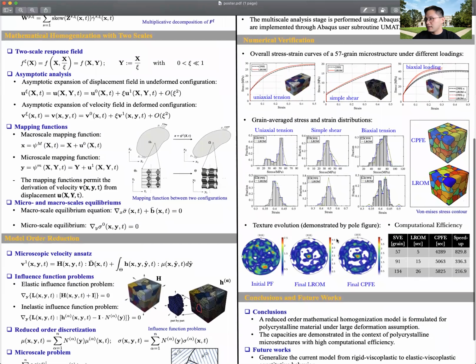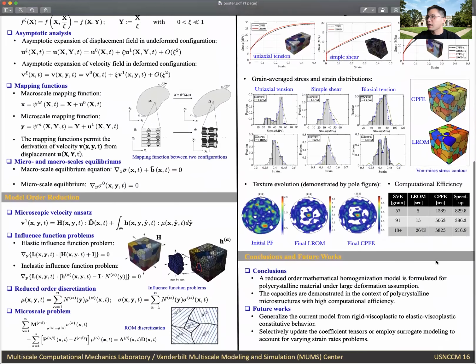We also show the texture evolution and another important aspect is the computational efficiency of our model, where you can see in this table. And finally, we have some conclusions and future works.